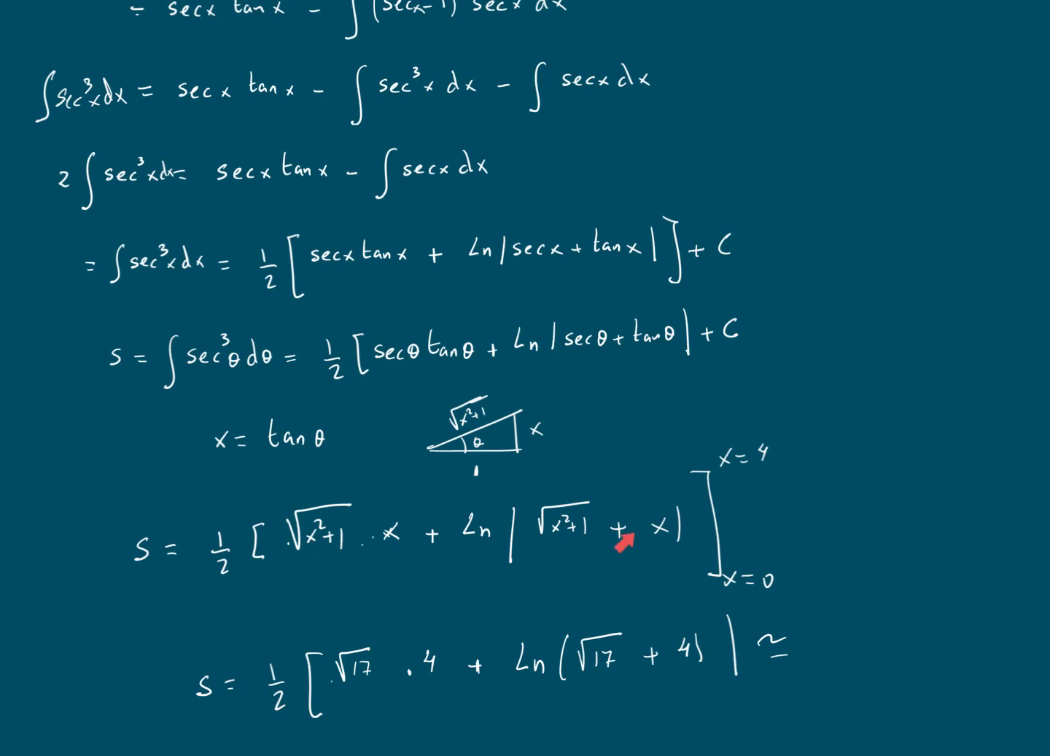And if I plug in numbers between 0 and 4, when x is 0, everything is 0, because it appears 0 here. 0 plus 1 will be 1, the square root of 1 will be 1, but the natural log of 1 is 0. So the point that gives value to the arc length is the point x equals 4. If you plug in, you will obtain this number: the square root of 4 squared, 16 plus 1, 17, multiplied by 4, plus the natural log of the square root of 17 plus 4.